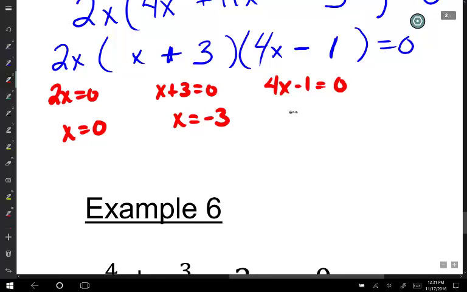X equals negative 3. Can you guys help me with this one? X equals what? The last one? Positive 1/4. So negative 3, 0, 1/4.